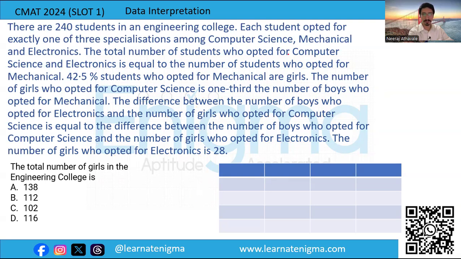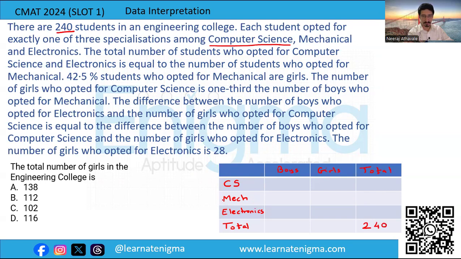Okay. Now let's tabulate this data. We have three specializations. First one is computer science, let's write it down as CS. Next one is mechanical. Next one is electronics. Now, the table will be split into boys, girls, and total. We have been given there are total 240 students.